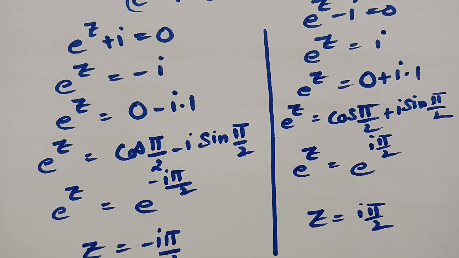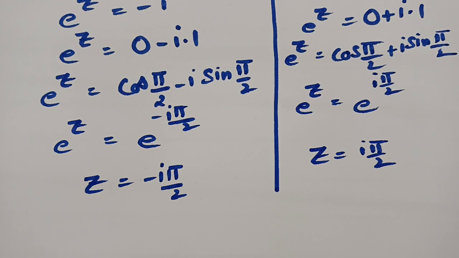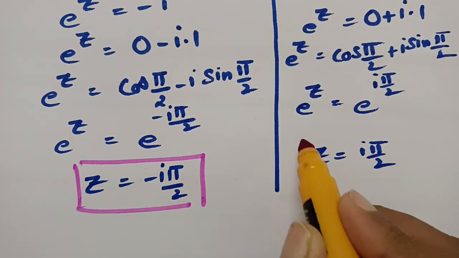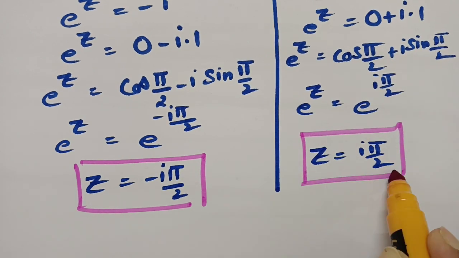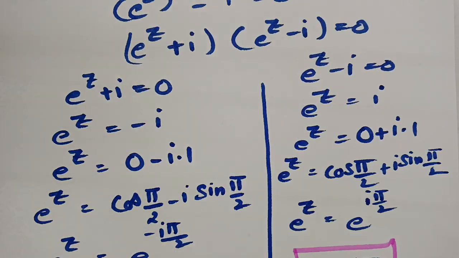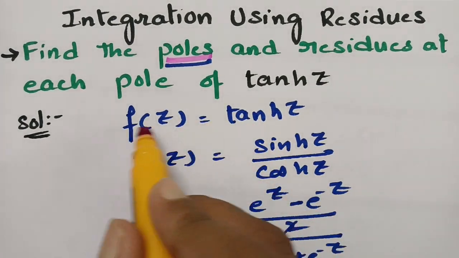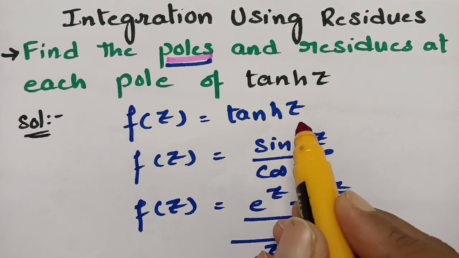So now these are the pole values. The first pole value is z is equal to minus iπ/2, and the second z value here is iπ/2. See here, this is the easiest thing which you have to understand. First of all, what is given? f(z) is given as tanh z.